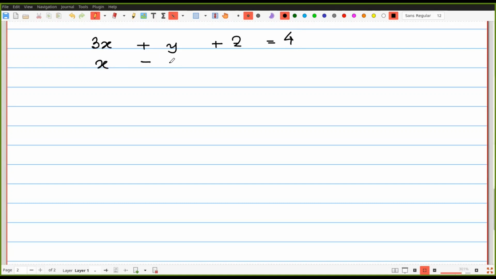x minus y plus 2z is equal to 6. x plus 2y minus z is equal to minus 3. So what are the coefficients? Always remember, we have to be cautious with the signs of the coefficients.